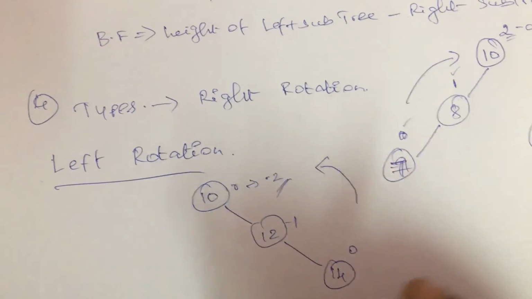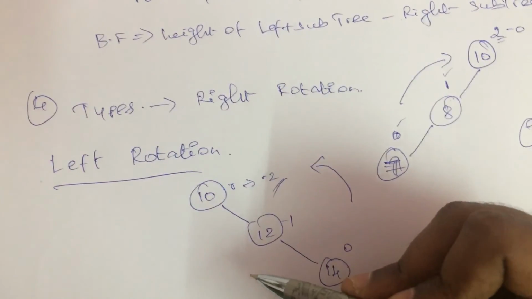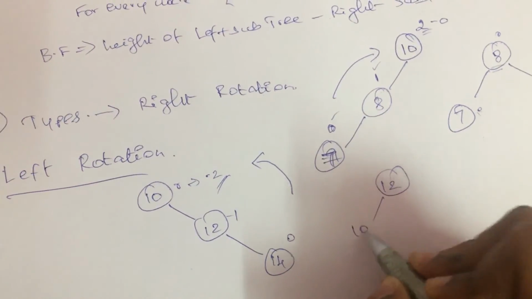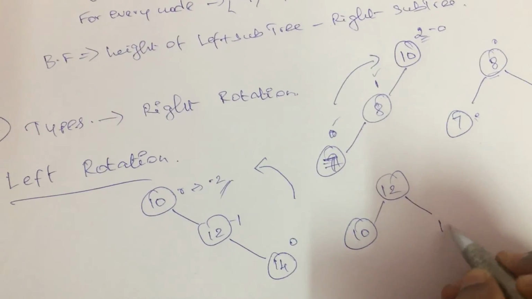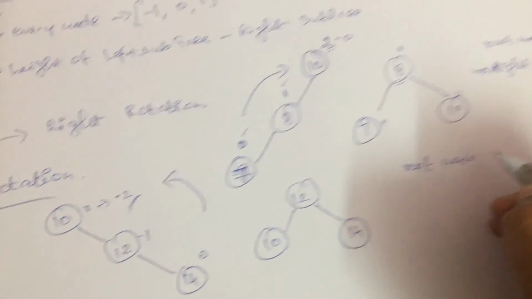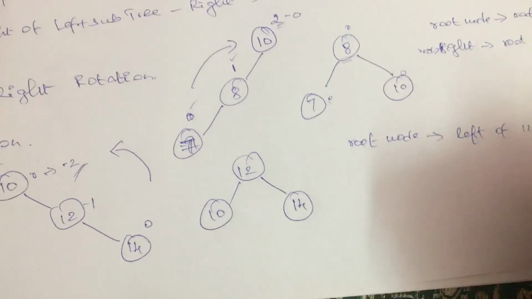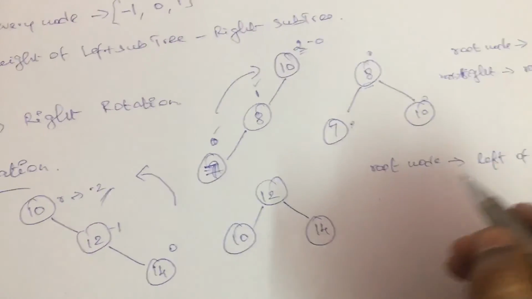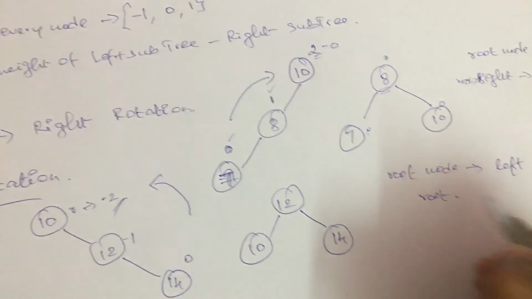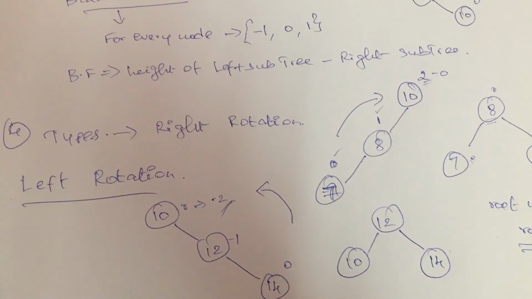So there is no such possibility of rotating it towards right, but one possibility is moving this 10 to the left of 12, right? So we are going to follow a left rotation where the tree becomes something like 12, left of 12 will be 10 and right of 12 will be 14. So here what are all the changes we are making? The root node becomes left of 12, and the rightmost part of the root node becomes root. So these are the two changes we have made for a left rotation.